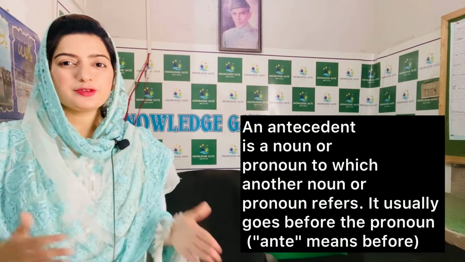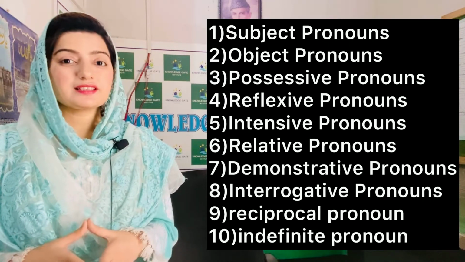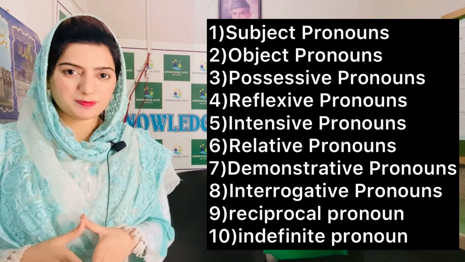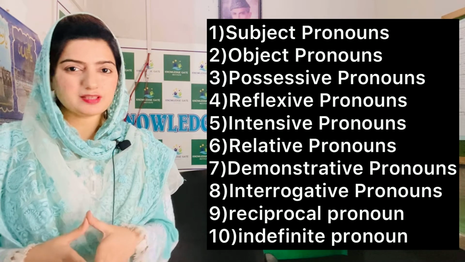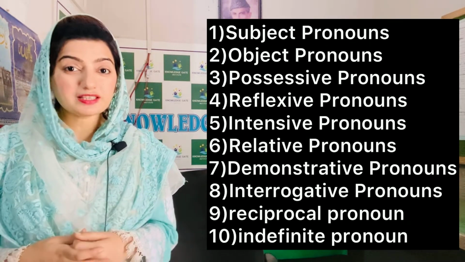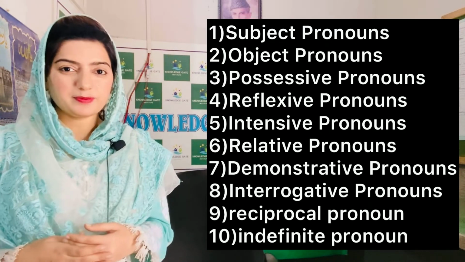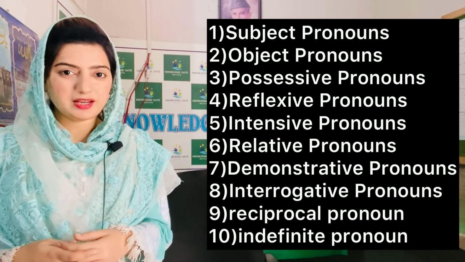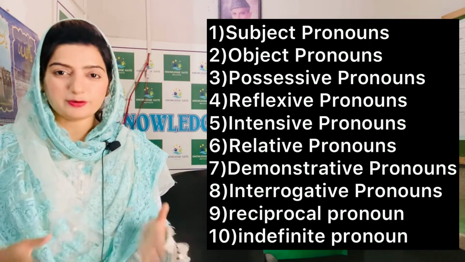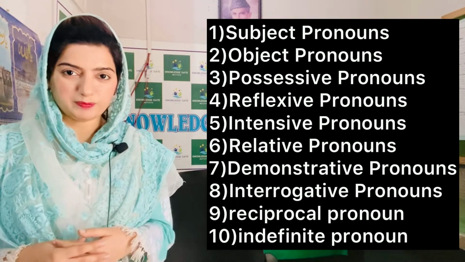So, let's go through the types of pronoun here. These are the types of the pronoun. The first one is the subject pronouns. The second one is the object pronouns, and the difference between subject and object pronouns. Number 3 is the possessive pronouns. Number 4 is the reflexive pronouns. Number 5 is the intensive pronouns. Number 6 is the relative pronouns. Number 7 is the demonstrative pronouns. Number 8 is the interrogative pronouns. Number 9 is reciprocal pronouns. Number 10 is indefinite pronouns.